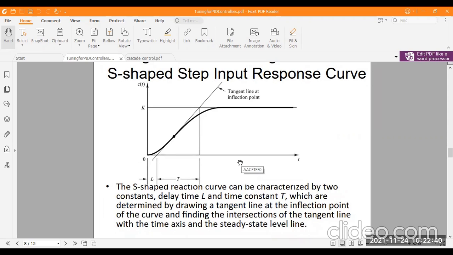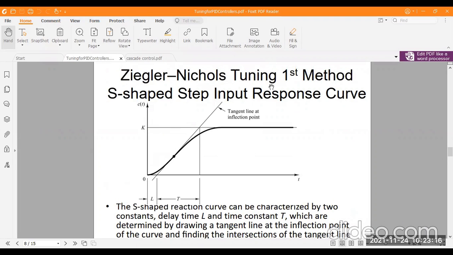So we have to measure two constants. One is the delay time, that is L. This is basically the delay time, from 0 to this point. Then the other constant is the time constant, that is T. This period, from this one to this one, is called the time constant. And this tangent line determines the inflection point of the curve, finding the intersections of the S-shaped step input response curve. Okay, so this is the Ziegler Nichols first tuning method we use in our PID controller part.